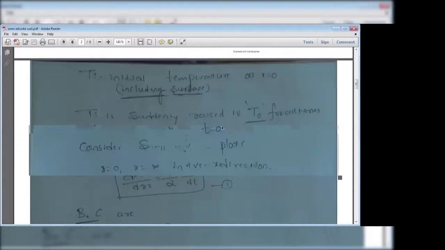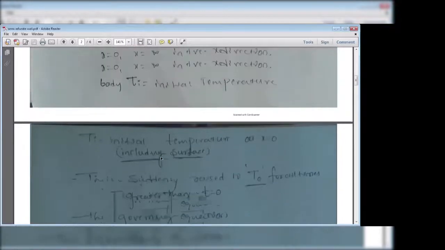The governing equation is already known: d squared T divided by dx squared equals 1 upon alpha times dT divided by dt. We take d squared T by dx squared because the temperature varies in the positive x direction only.